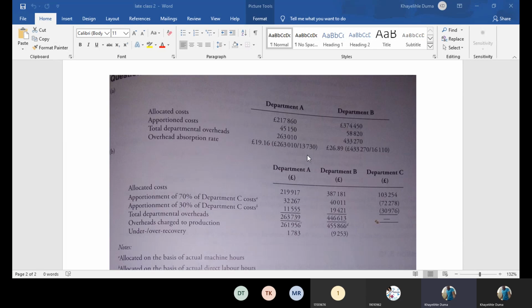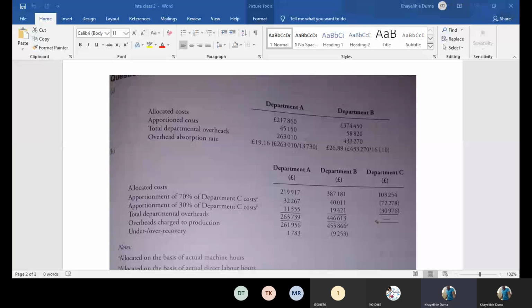So as in the case of production department A, you paid overheads of 263,739, and then you charged 261,956. Then it means that if you paid more, then there was a what? Paid more, it means there was an under recovery, right? So that under recovery is supposed to be an expense.